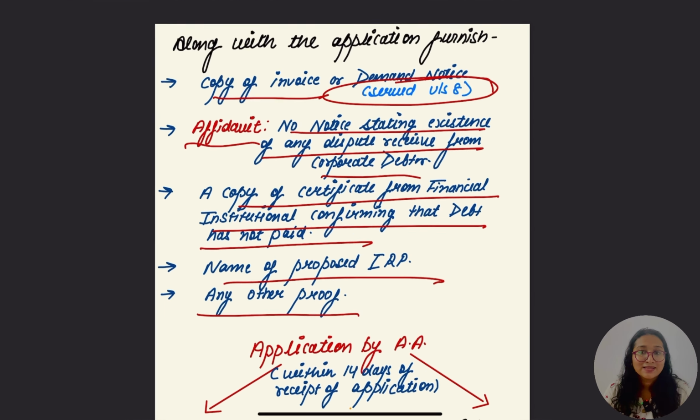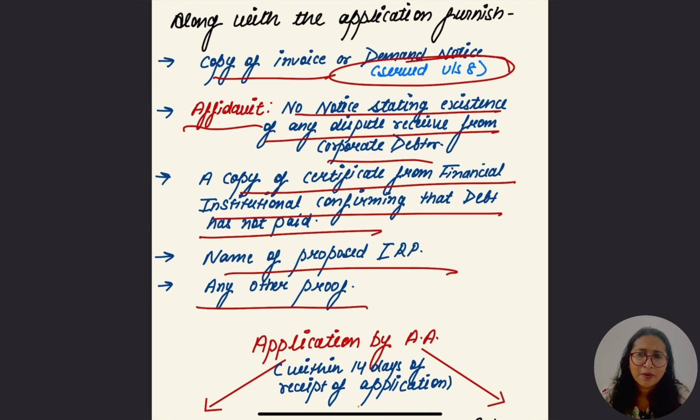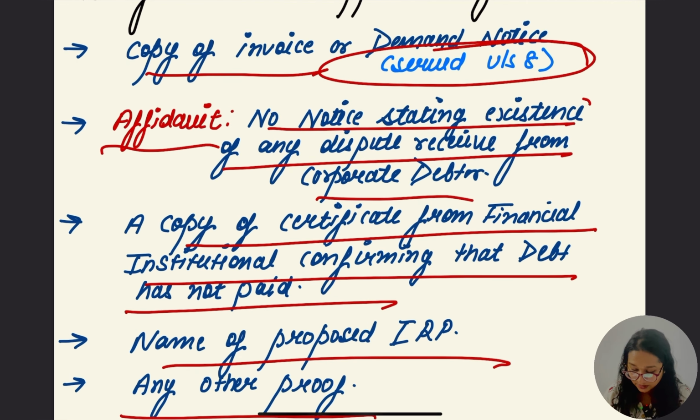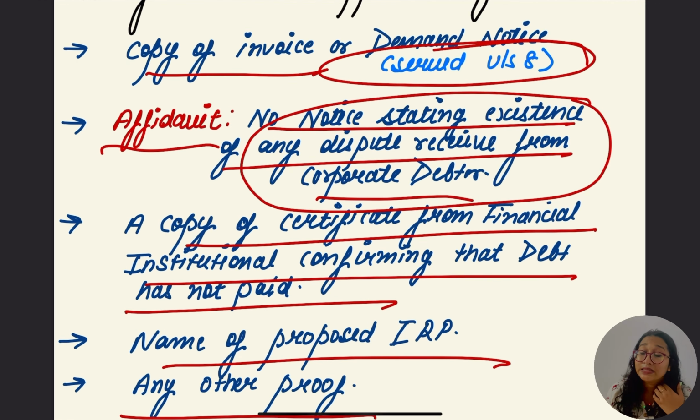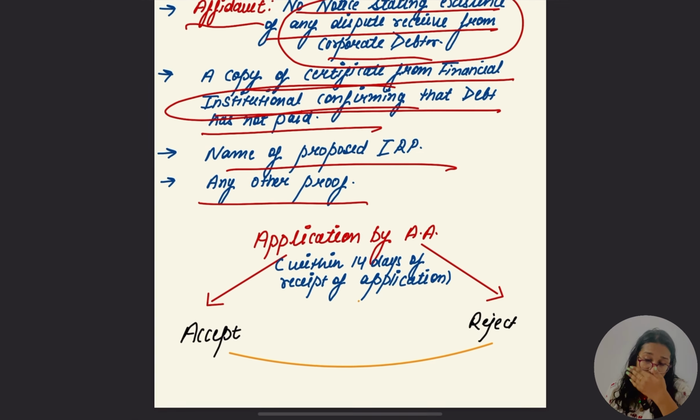So hope this is also clear to you. These are the other documents which are to be furnished along with the application: copy of invoice under section 8 and all. Second, the similar points, right? Remember the name of insolvency resolution professionals. Third, any other point which was specified by the board. And one more, this is the affidavit which is to be sent along with that. And one more thing, the financial institution confirmation is also sent. It is to be furnished here also. In case of a financial creditor, need not do this. Hope this part was clear to you.